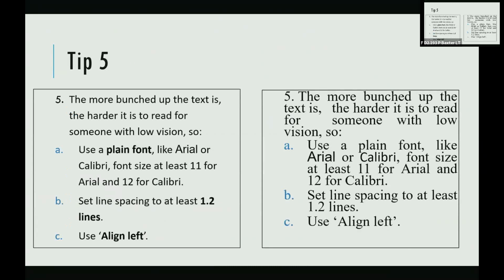Okay, so this tip's a little bit more complicated. On the right, you can see where I haven't followed the tips. So the tips are to use a plain unfussy font like Arial or Calibri, and make sure it's fairly big as well. So about 11 for Arial and 12 for Calibri. Use line spacing, so it's at least 1.2 lines, and use a line left as well. So what you're trying to do is get a lot of white space so each word is distinct.